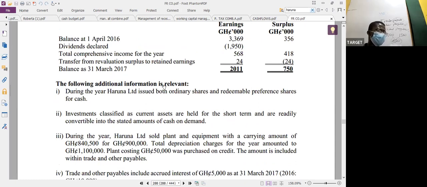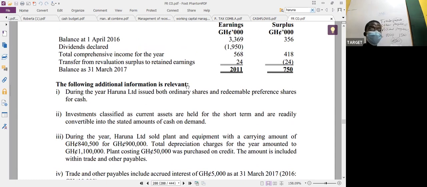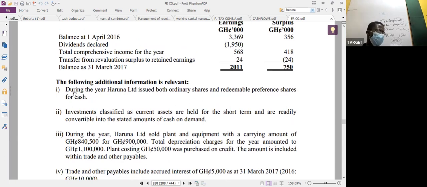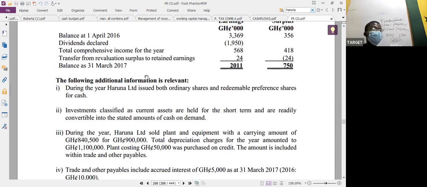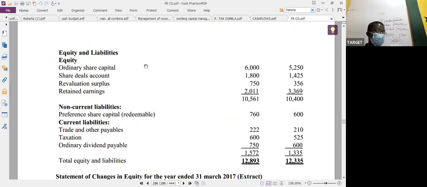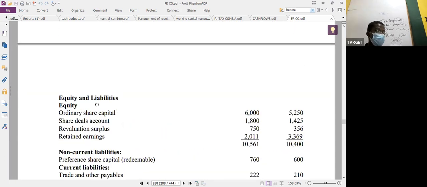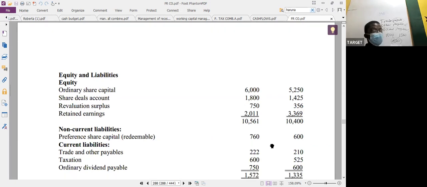They say the following additional information is relevant. I just want to go to the footnote. During the year, Haruna Limited issued both ordinary shares and preference shares for what? For cash. So that means all the difference in the shares. Ordinary shares, find the difference. That means coming by what? Cash. Preference shares too is here. The difference also what? Cash. So that's all. So done.